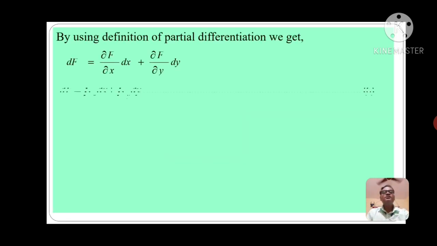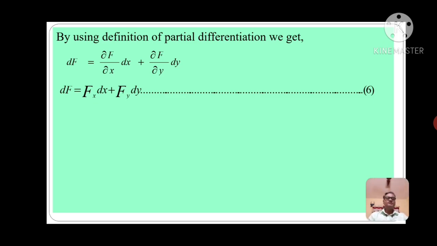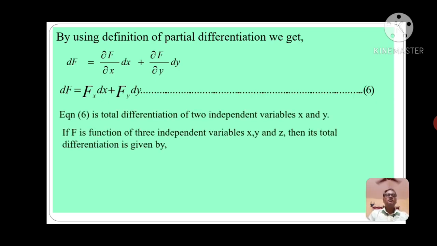Now friends, by using the definition of partial differentiation, we get df is equal to del f by del x dx plus del f by del y dy. Now this can be written as df is equal to f of x dx plus f of y dy. Means here we have taken del f by del x as f of x and del f by del y as f of y, equation 6. Equation 6 is the total differentiation of two independent variables x and y.